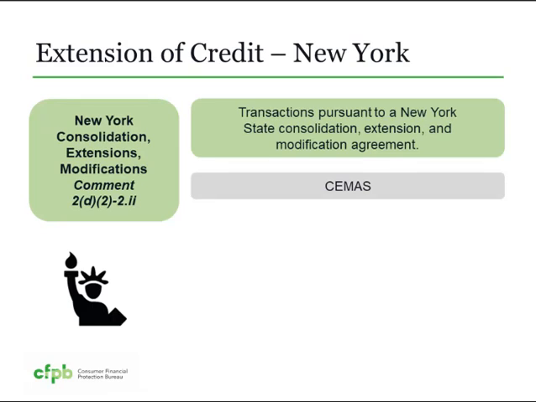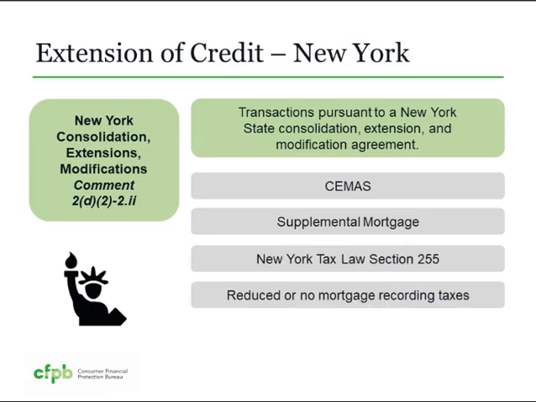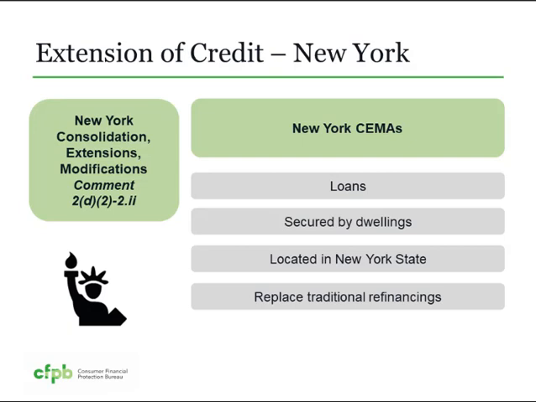transaction that does not necessarily involve a new debt obligation but is reported is a transaction pursuant to a New York State Consolidation, Extension, and Modification Agreement, also known as a CEMA, and classified as a supplemental mortgage under New York Tax Law Section 255, such that the borrower owed reduced or no mortgage recording taxes. New York CEMAs are loans secured by dwellings located in New York State and often may be used in place of traditional refinancings, either to amend the interest rate or loan term or permit the borrower to take cash out.